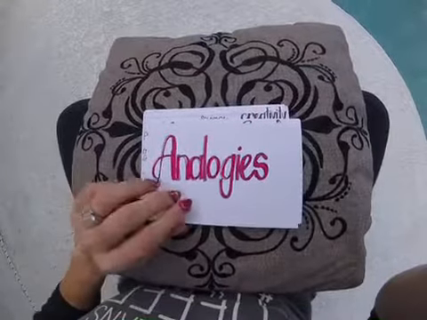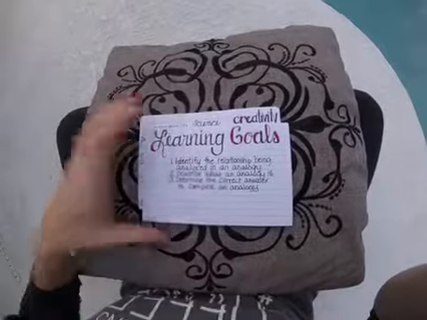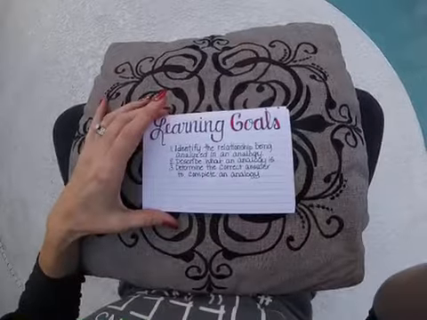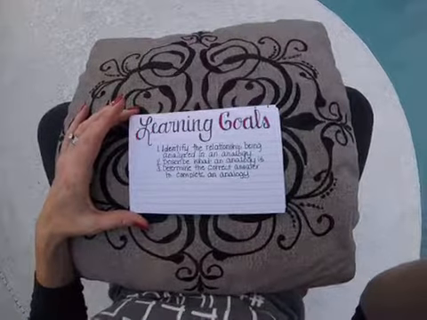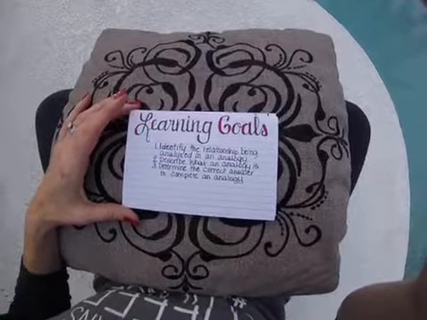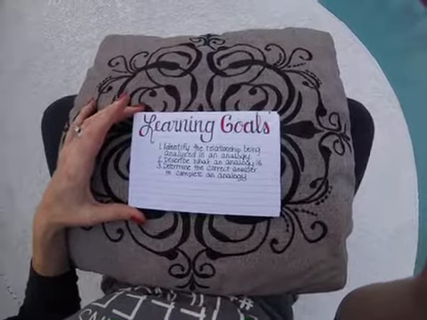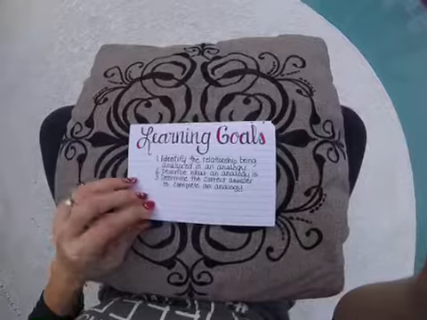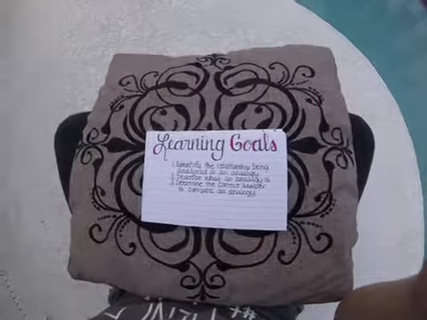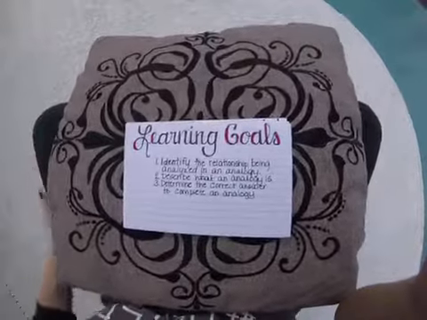Analogies. Your learning goals are to be able to identify the relationship being analyzed in an analogy, describe what an analogy is, and determine the correct answer to complete an analogy. This used to be on ACT testing. It's no longer there, but the reasoning behind it dates all the way back to Plato and Aristotle.